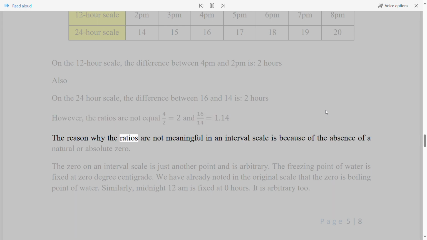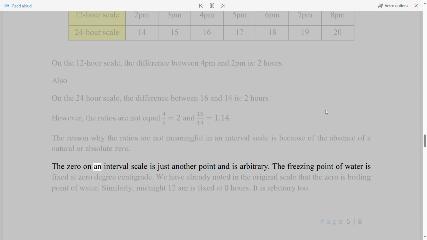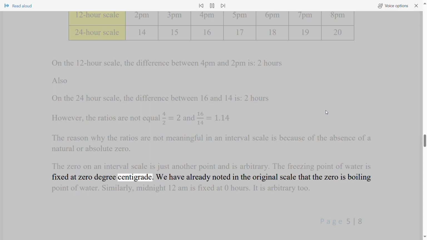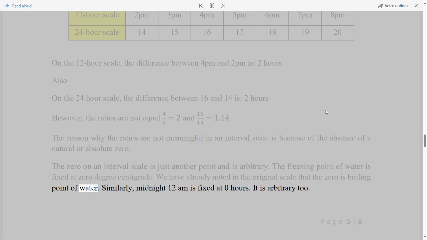The reason why the ratios are not meaningful in an interval scale is because of the absence of a natural or absolute zero. The zero on an interval scale is just another point and is arbitrary. The freezing point of water is fixed at 0 degrees centigrade. Similarly, midnight 12 AM is fixed at 0 hours. It is arbitrary too.